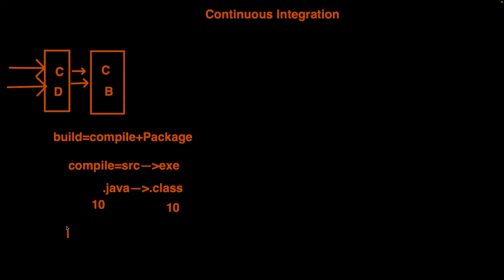Then what is packaging? All of these 10 class files will be converted into a single ready to be deployable file, right? Which is called packaging. So these two put together, compiling and packaging, is called building the code. So coming back here, whenever developers make some code changes, we need a system which will identify it and build it. Whenever there is a change, the system should identify and build it, right?